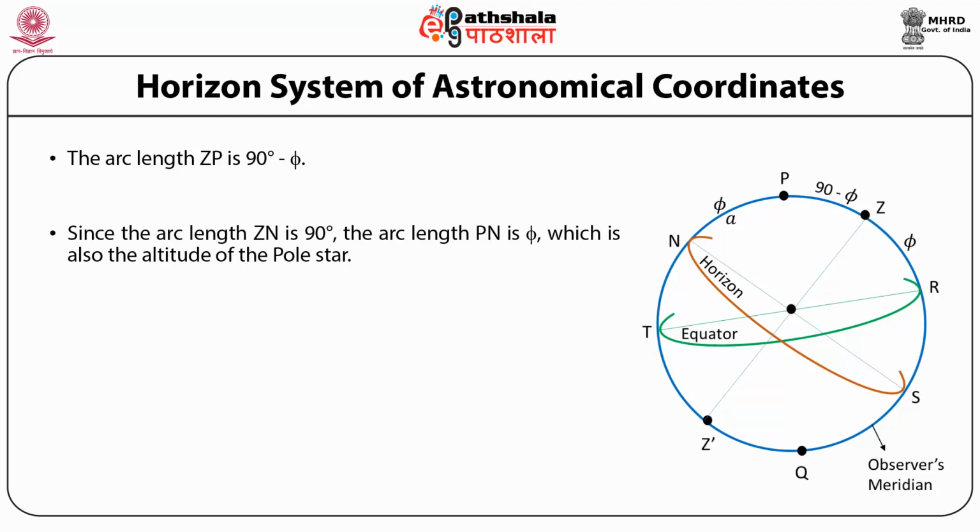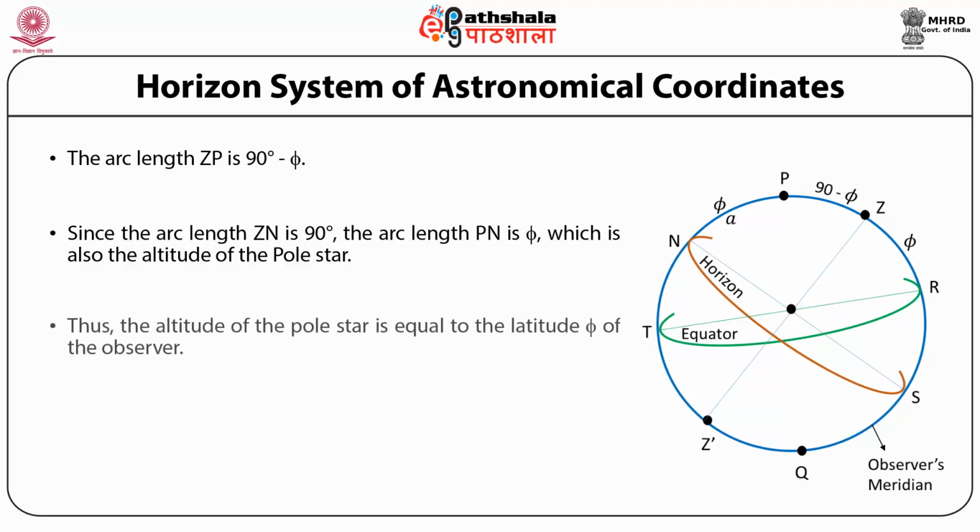Since P is lying on the observer's meridian, its azimuth is equal to 0. And the altitude of P is the arc from the reference point N, which is NP. And we just now saw that NP equals phi, which is the latitude of the observer. Hence, we have proved that the altitude of the pole star is equal to the latitude of the observer.